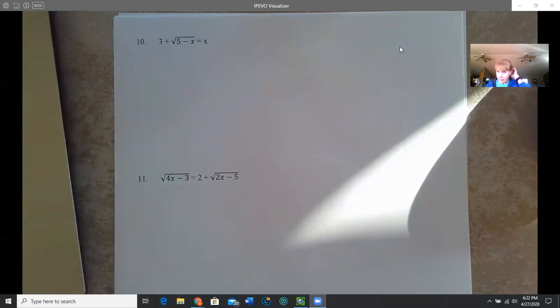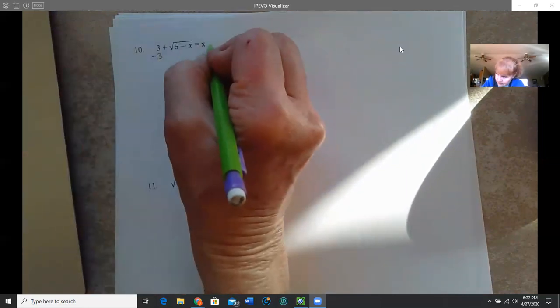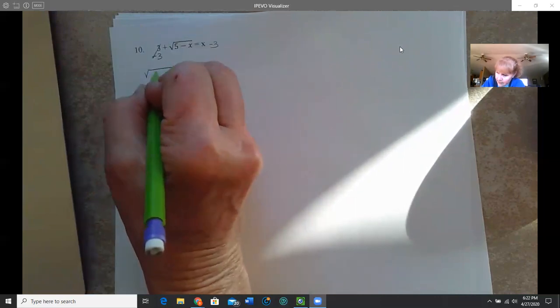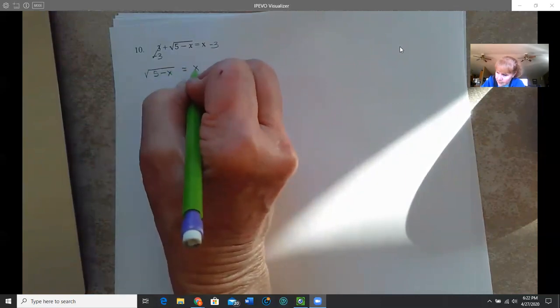A little bit more algebra intensive here, but we can definitely do this. Okay, 10, 11, and 12. So, I need to get the radical by itself. That first step is the same. And so I'm going to subtract 3 from both sides. And so here I've got 5 minus x equaling x minus 3.